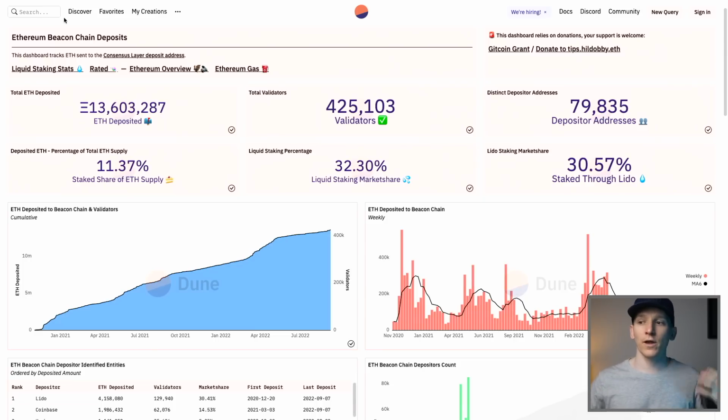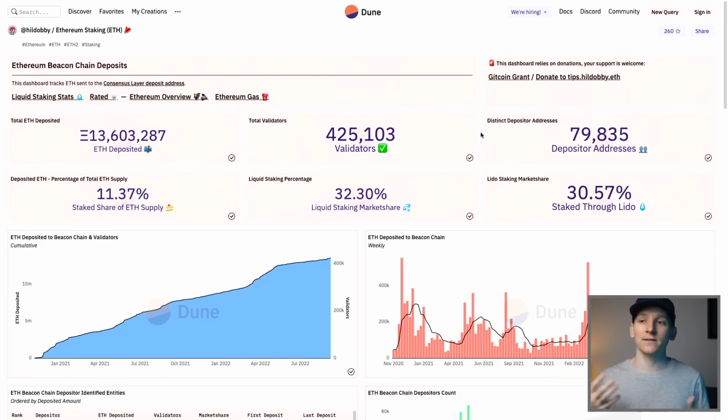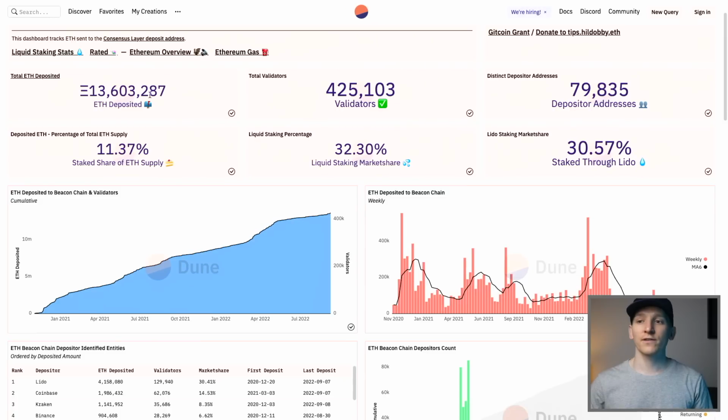You can go on something like June Analytics, which is a dashboard that follows all of the stats and everything going on in the industry. And what you can see here is ETH beacon chain deposits. ETH beacon chain is where you stake your ETH. You can see there's 13 million ETH deposited right here. There's 425,000 validators and 80,000 depositor addresses.